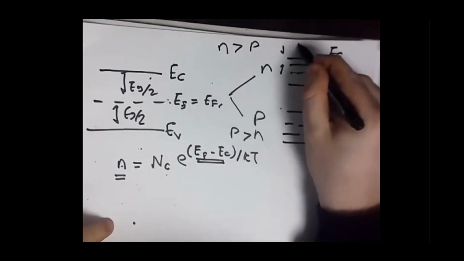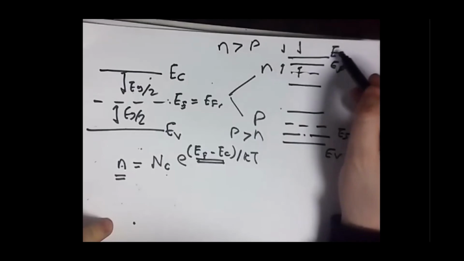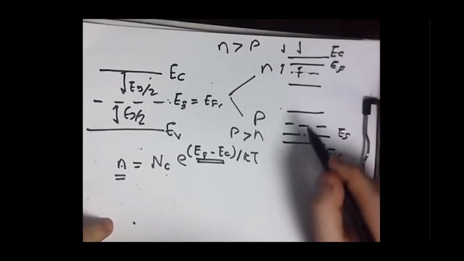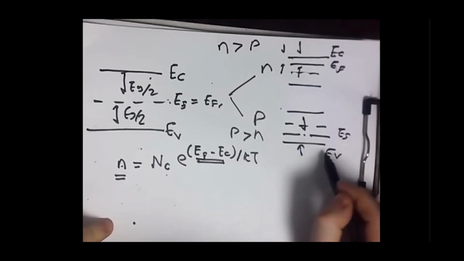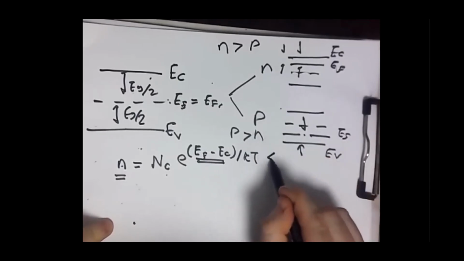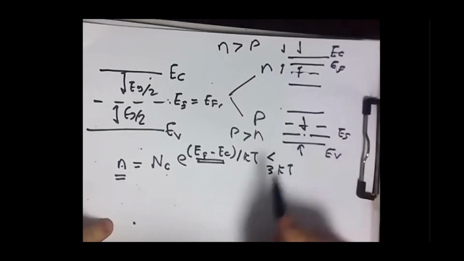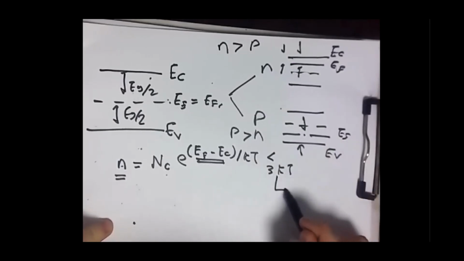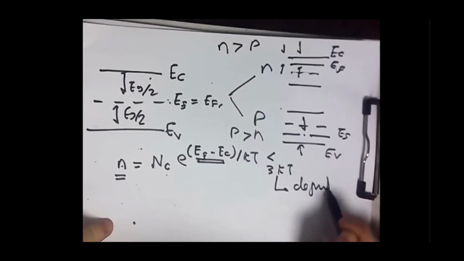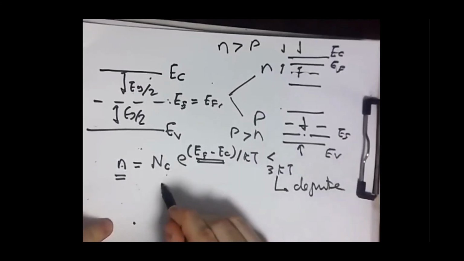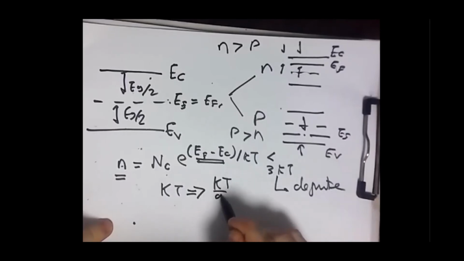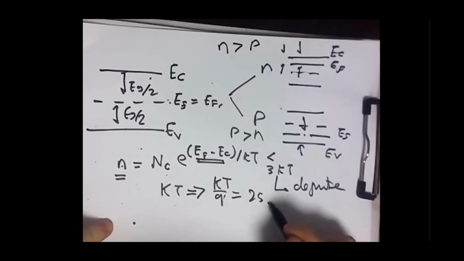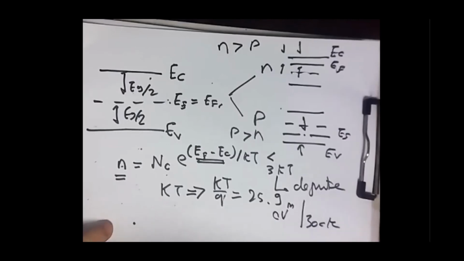So a degenerate semiconductor is a semiconductor where the distance between the conduction band and the Fermi level, or the distance between the valence band and the Fermi level, is smaller than 3 kT. If this distance is smaller than 3 kT, we call this a degenerate semiconductor. So if you remember, kT over Q is equal to 25.9 milli electron volt at 300 Kelvin. If you remember, this is a constant.